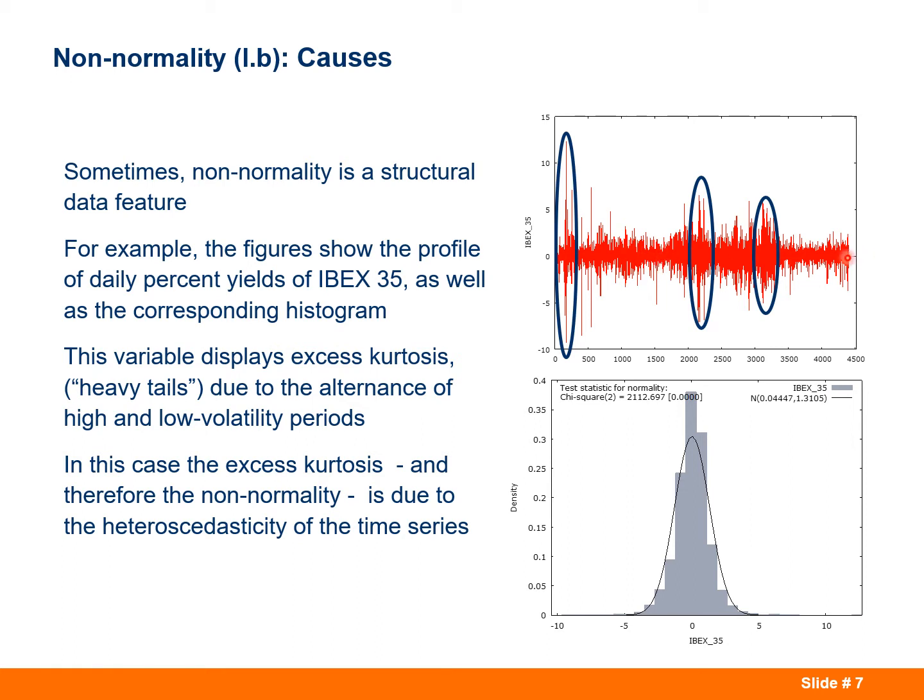If you compute the histogram for this time series, you see that there is an excess kurtosis, meaning that there are more observations close to the mean than the normal distribution predicts. This corresponds to these periods. And also, there are values very far from the mean, which arise in these periods of large volatility, these clusters of large volatility. In this case, the excess kurtosis, and therefore the non-normality, is due to the intrinsic heteroskedasticity of the time series. And this is a very common feature of financial data.